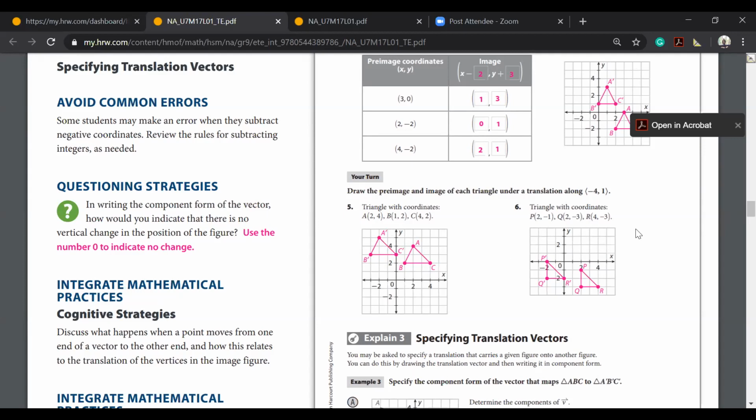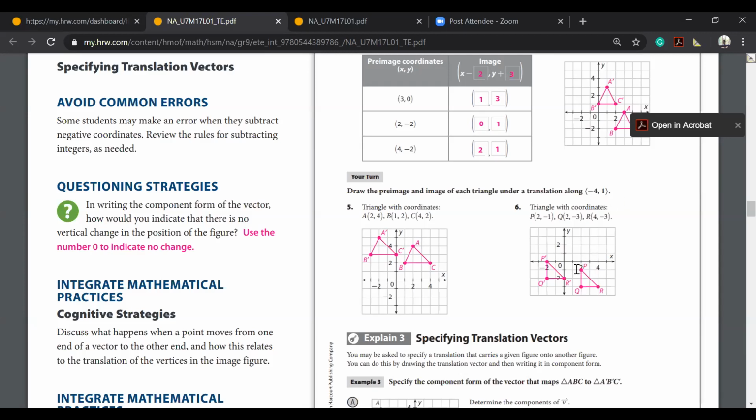Let's do the same in here. First of all, we are going to graph the pre-image. So we graph these points. P is 2 and -1, so we went down. This is P. Q is again 2 and -3, down here. And then for R, it's a 4 and -3. This is my figure. I have to move it 4 units left and 1 unit up.